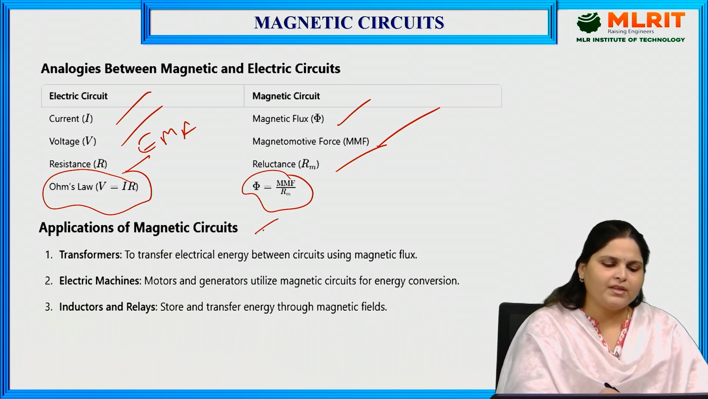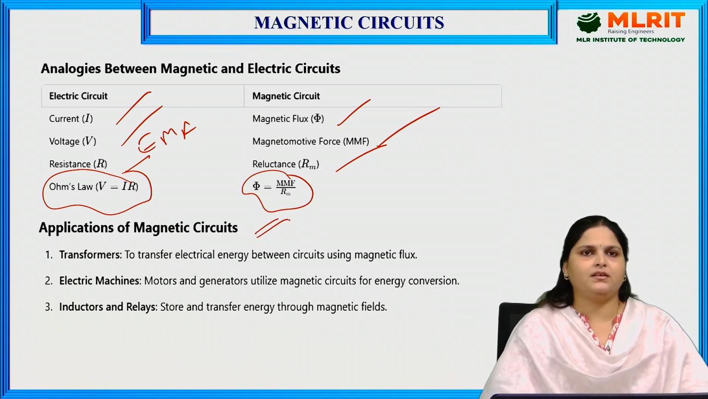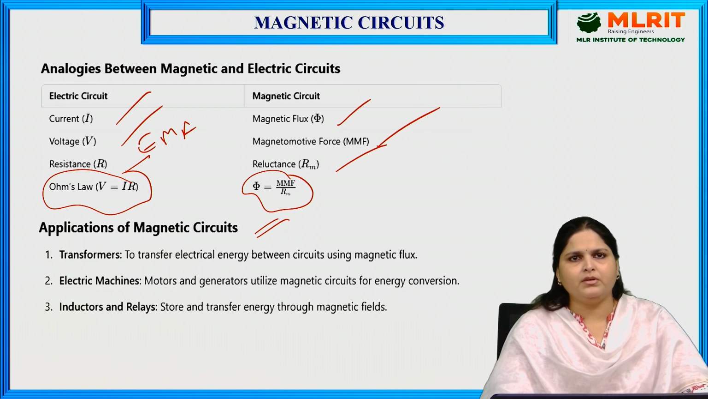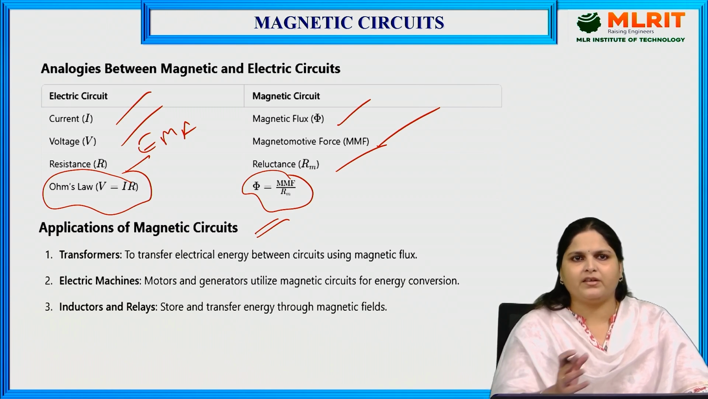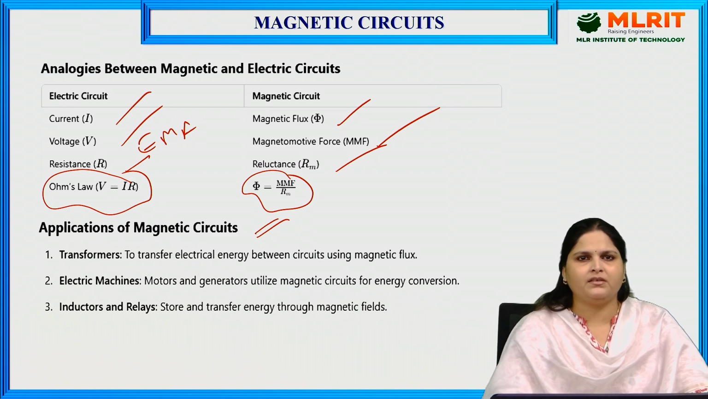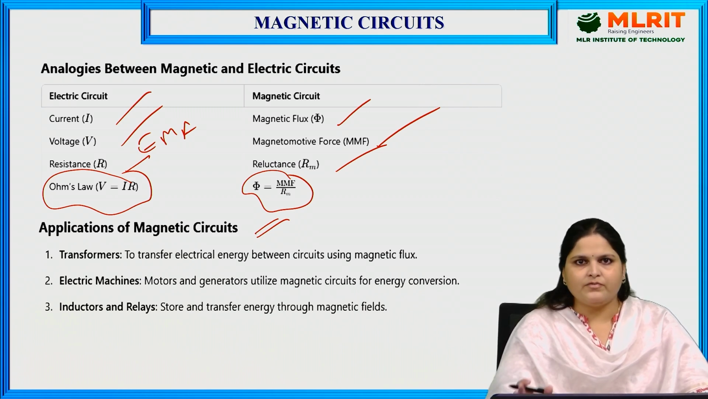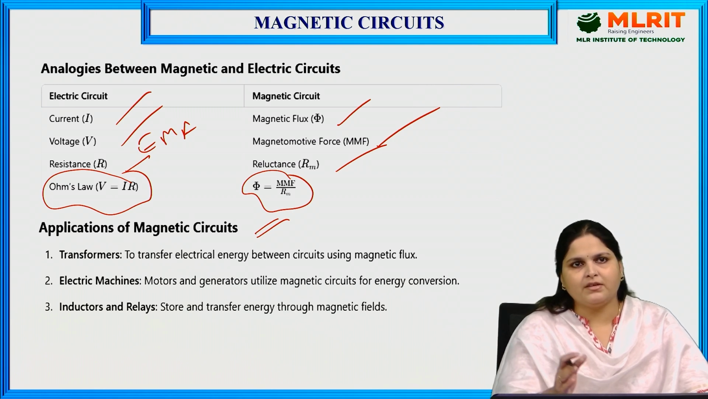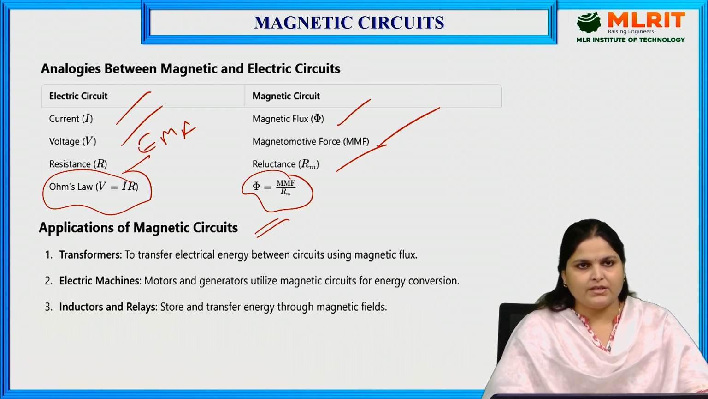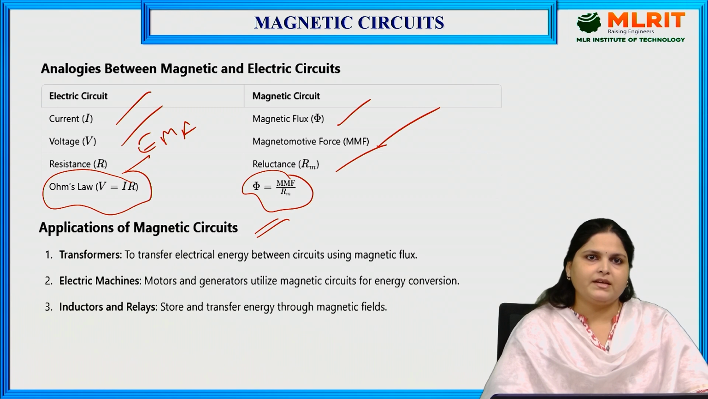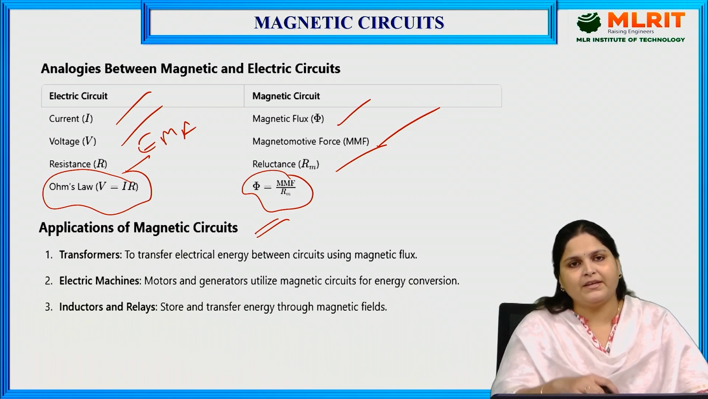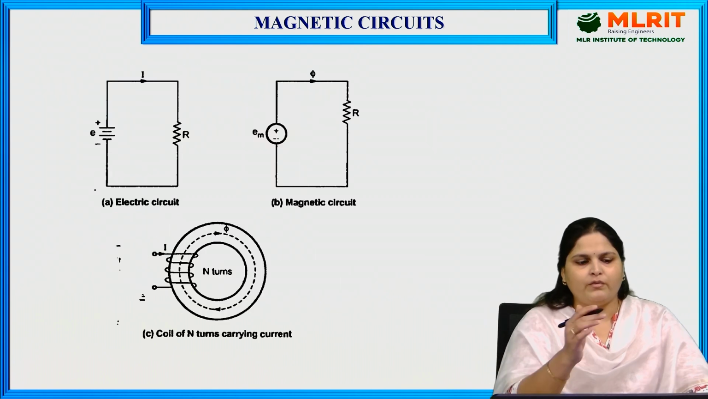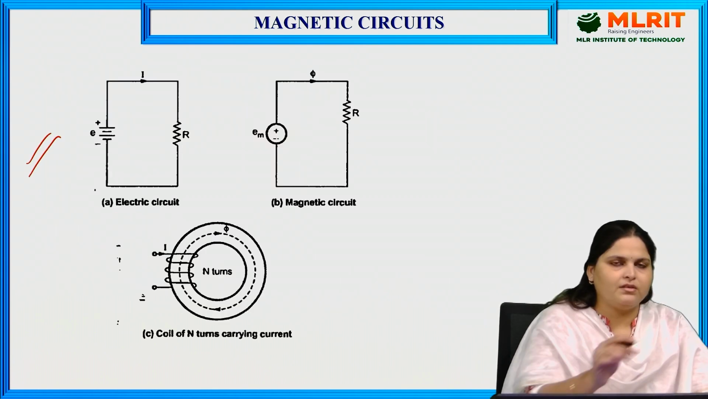Now, if we talk about the applications of magnetic circuits, we have transformers, electric machines, as well as inductors and relays. Electrical machines means motors and generators. They utilize the magnetic circuit for energy conversion. In a transformer also, to transfer energy from one circuit to another circuit, the magnetic circuit is used. Inductors and relays store and transfer energy through the magnetic field, which is ultimately using a magnetic circuit.